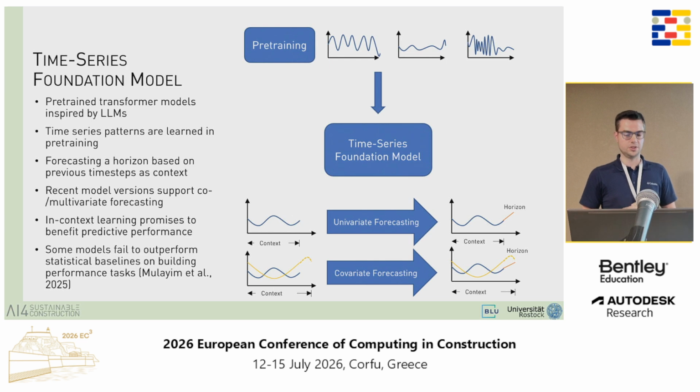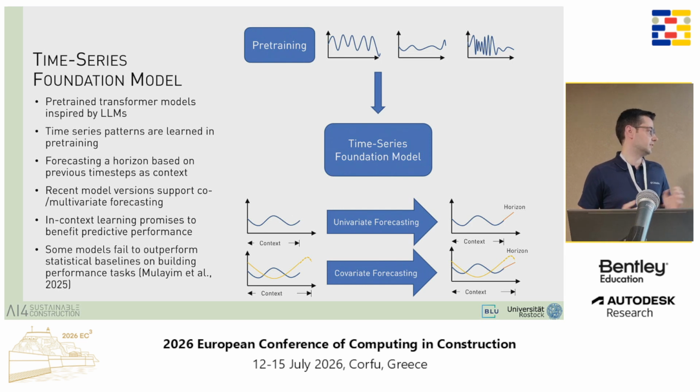In this paper, we focus on their short-term forecasting abilities. For forecasting, they usually predict the next time steps of a defined prediction horizon based on previous time steps, the context window. Also, recent model versions support extended context, so you can add covariates, you can add correlated time series, you can also forecast multiple time series at a time. And also in the newest version of Amazon's Chronos model, there's an in-context learning mechanism where cross-attention promises to benefit the predictive performance by learning at inference time.